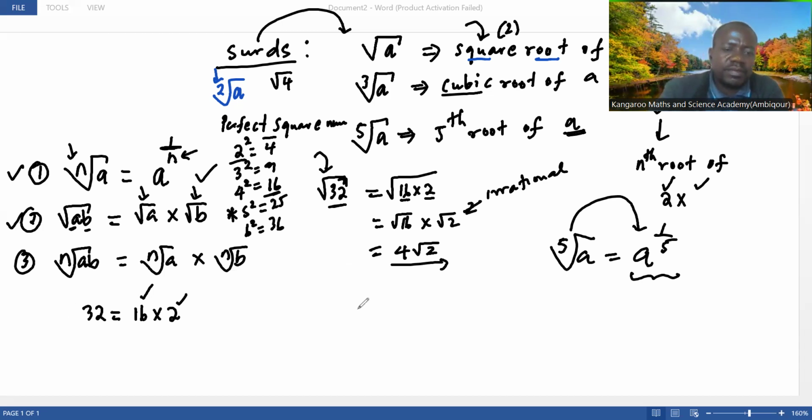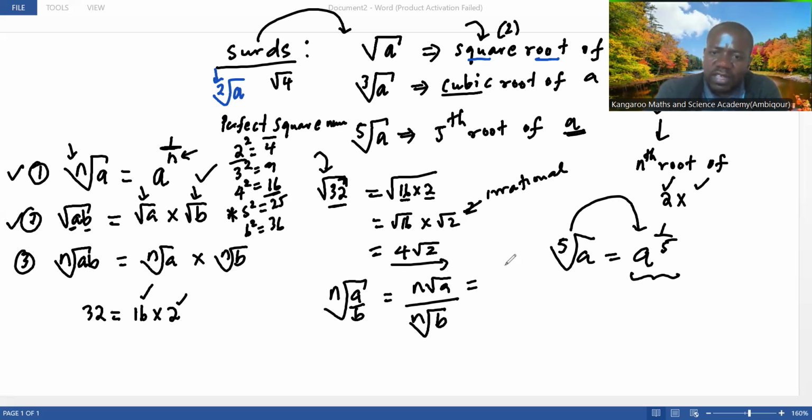Very important. Then the other one is the issue of the nth root when we're having a fraction, but it still applies. This is the same as the nth root of a divided by the nth root of b. But don't forget the nth root is just a to the power 1 over n and b to the power 1 over n. You can still expand it in that way. There's no problem, but this is the key, guys.